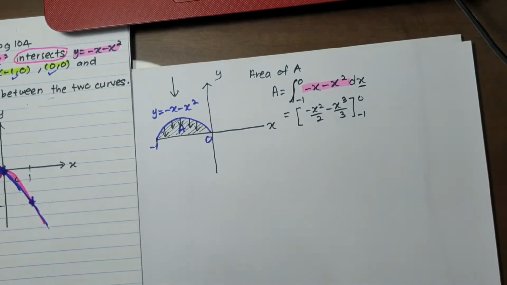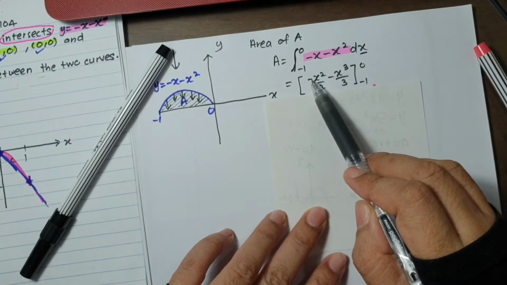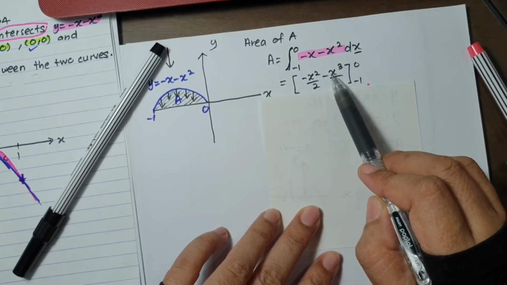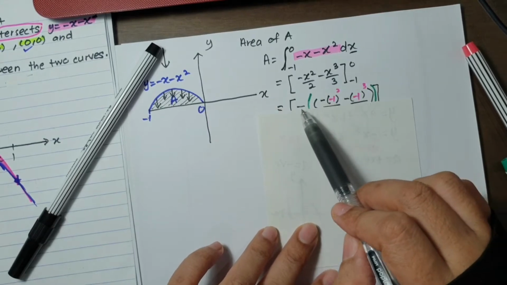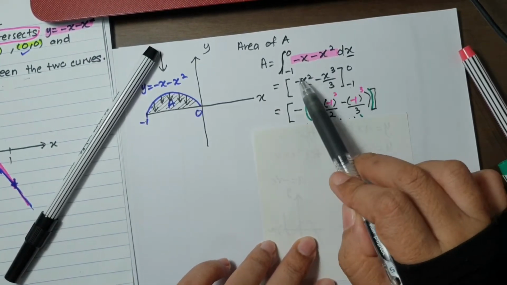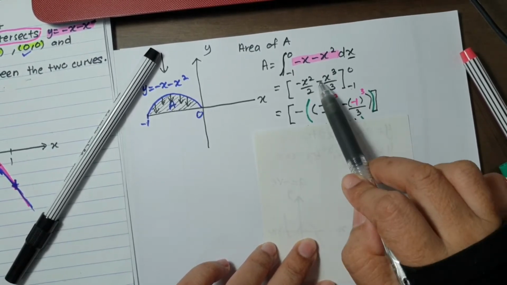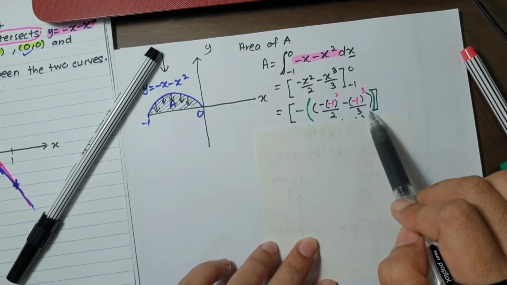Alright, let's see. Okay, so let's solve this. Put in 0, so you have negative 0 over 2, 0 minus 0 over 2 becomes 0, and then you need to put minus, right? So minus, then put in negative 1. Negative X is negative 1 square over 2 minus X is negative 1 cube over 3, close bracket.